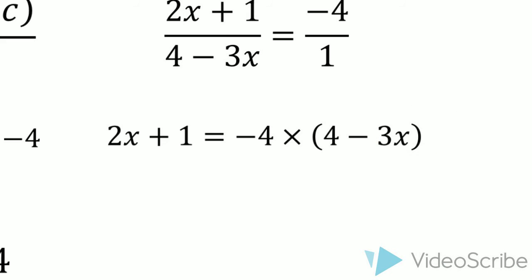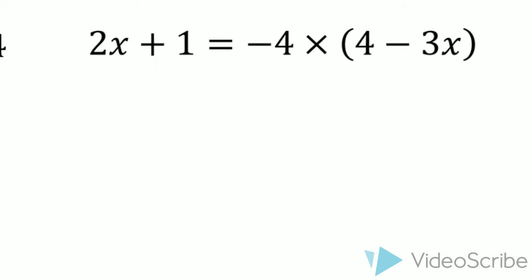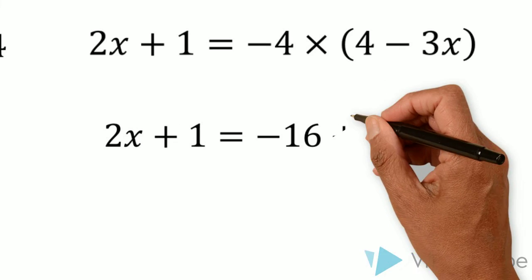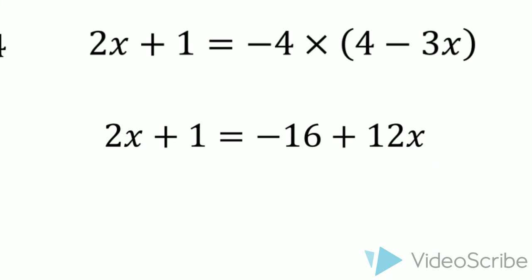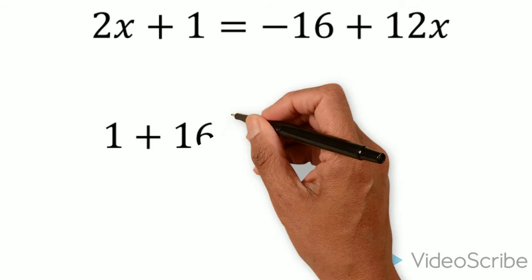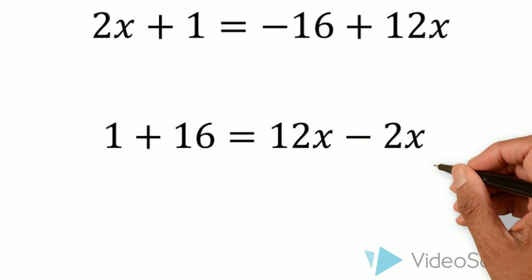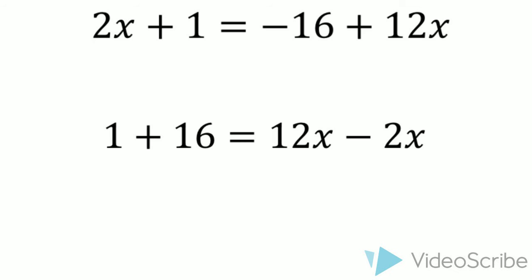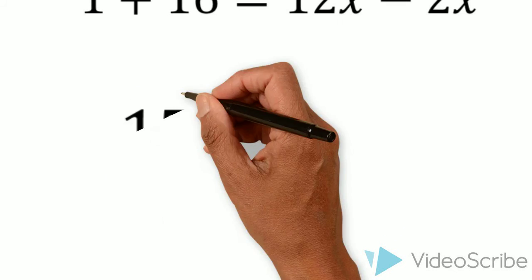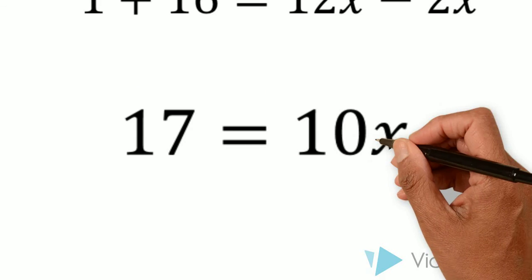And once we do that, we can see that we no longer have to deal with fractions, and that simplifies our subsequent steps, which is to bring all the unknown variables to one side and whole numbers to the other side. Simplifying further, you get 17 equals 10x.